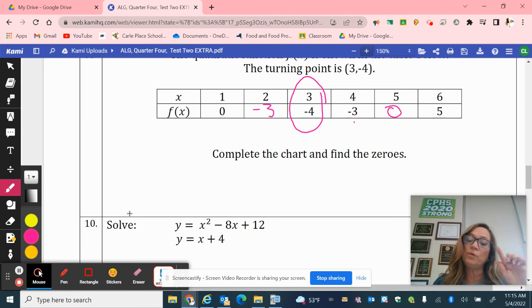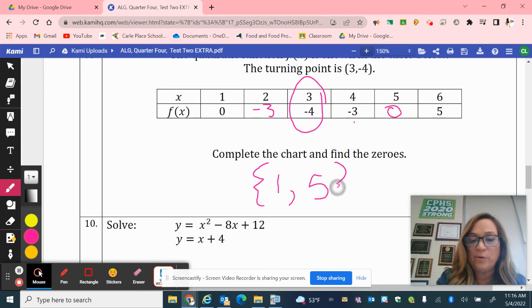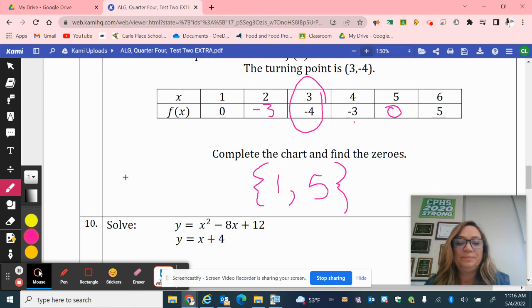Okay, so the zeros, you always go backwards from 0. So the zeros are 1, oh my gosh, that's the worst looking brace, and 5. Here's going to be a better brace for you. Okay? Any questions? Oh, you're not really there, but I am here.